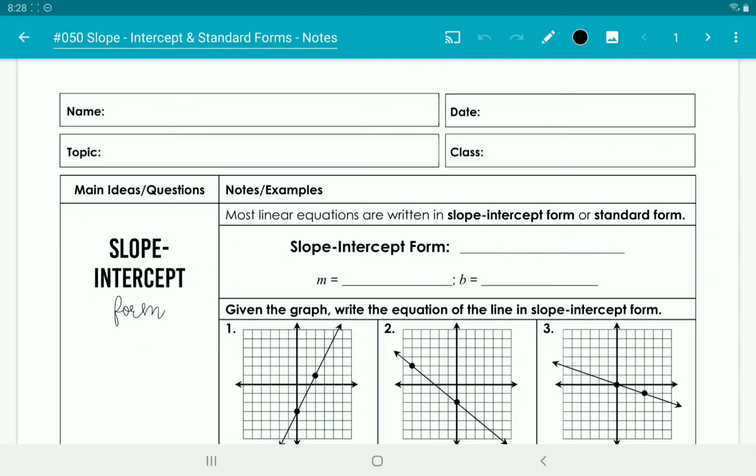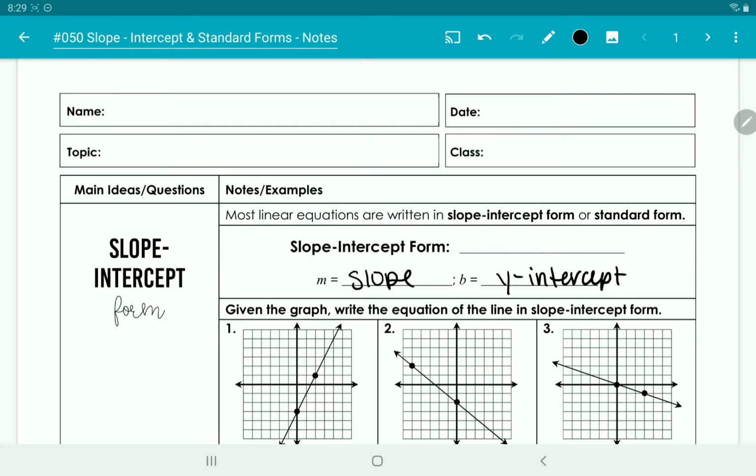Hey guys, today we're going to be looking at two different ways to write linear equations. We're going to be looking at slope-intercept form, and we're also going to be looking at standard form. So slope-intercept form, of course, has, like I said, the slope and the y-intercept.